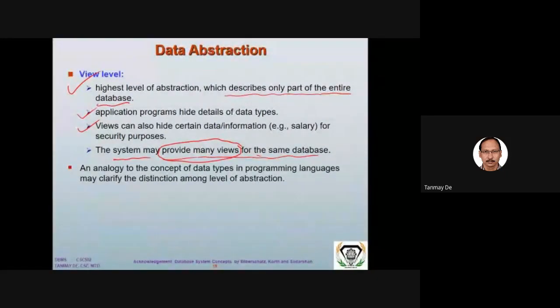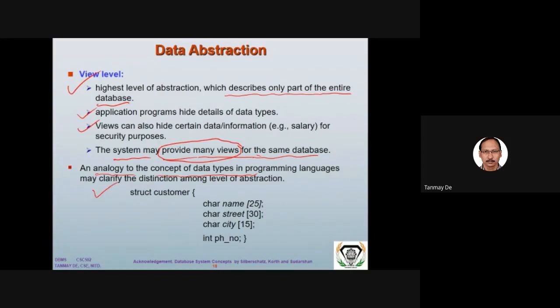It is better that I draw an analogy with the data type in a programming language. If we draw the analogy, it will be more clear, the distinction between the different levels of abstraction. Most programming languages support the record type. For example, C language supports records in the form of a structure. We can declare the structure by using the keyword struct.